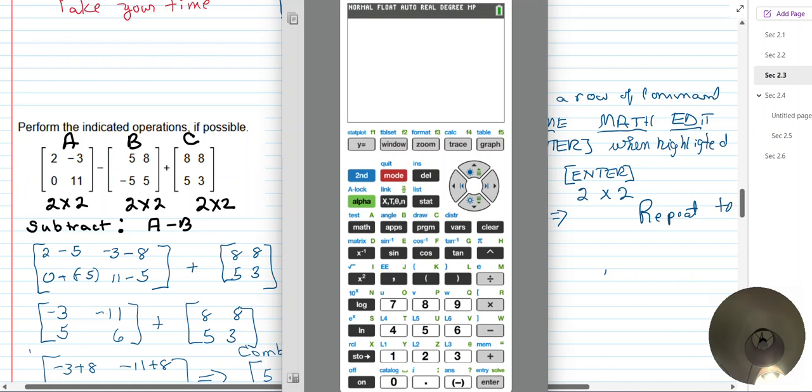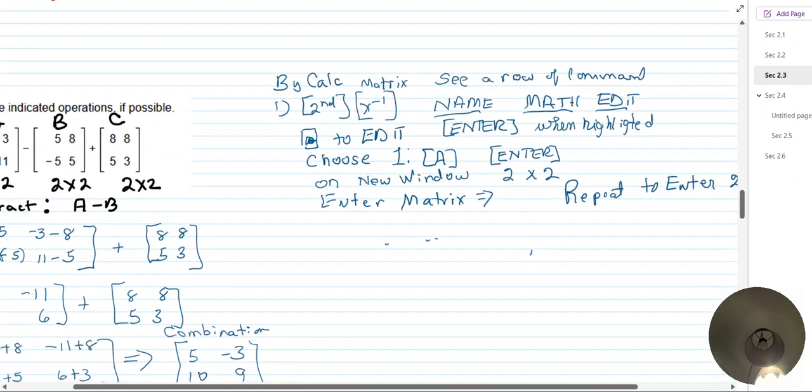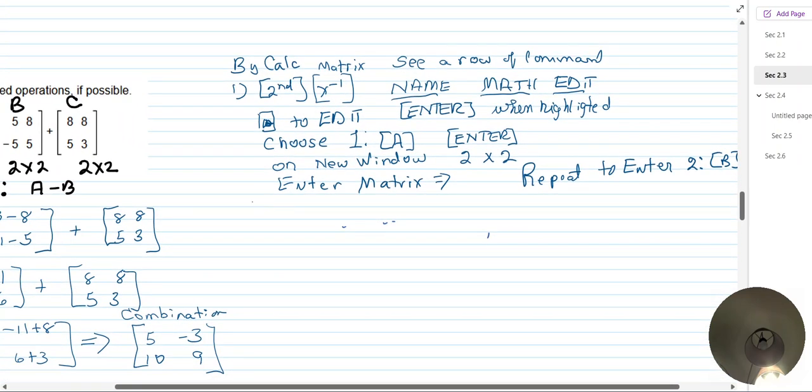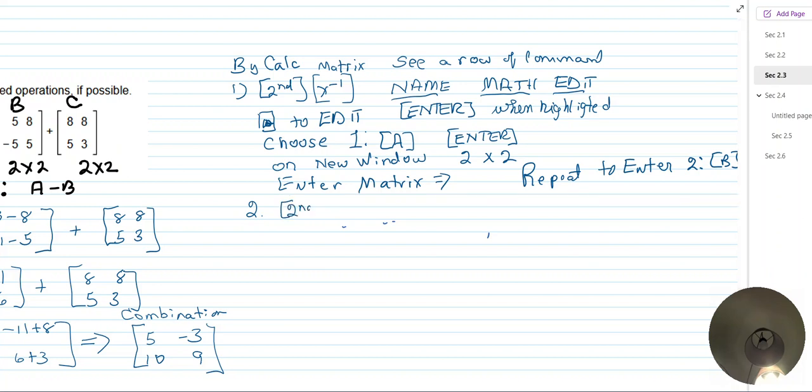So now I'm going to write some notes. So let me get the calculator down. So our second step, you do a second, the mode key for quit for the home screen.